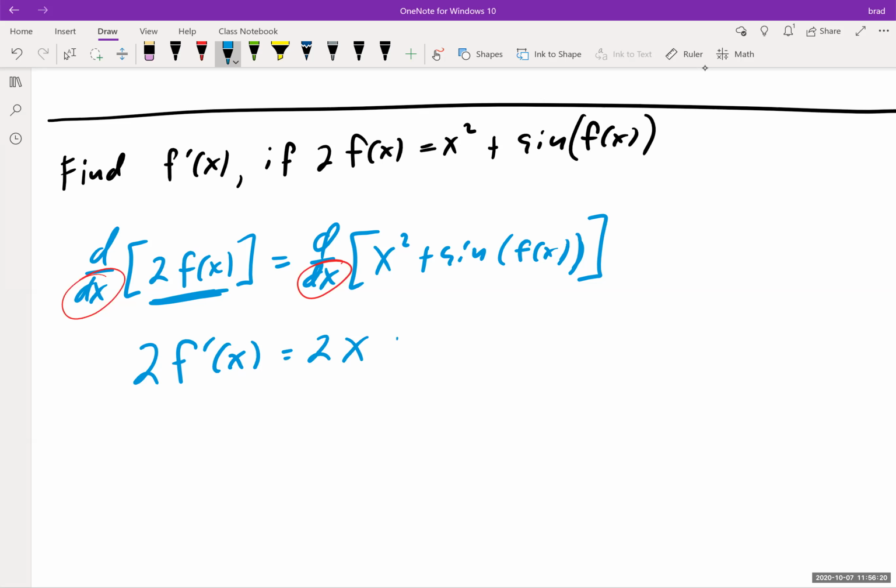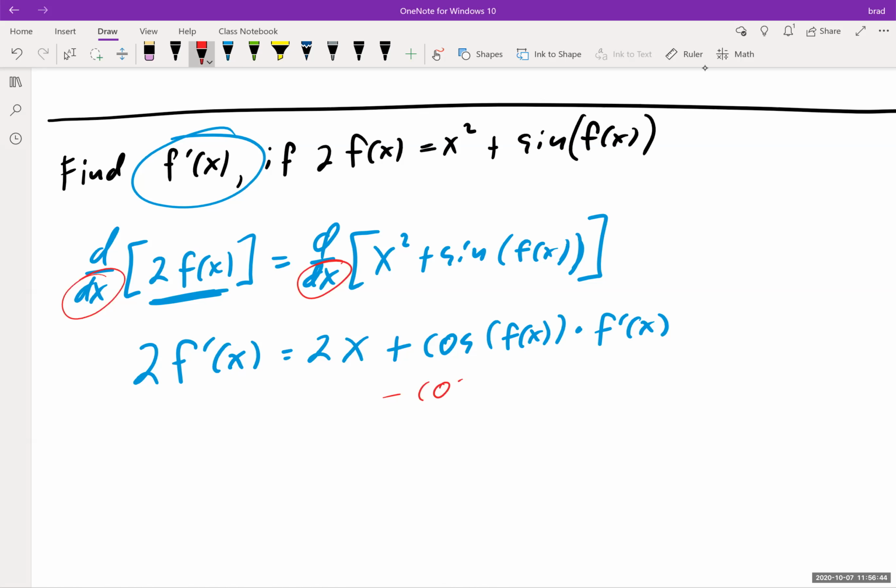So now we're going to have the derivative of sine is cosine of f of x, but I just took the derivative of cosine of something other than plain old x, so I must attach the chain f prime, okay? Now that would be technically correct, but the problem is I asked you to find f prime. So what you do in this case is you get everything with f prime on the same side. So I'm going to subtract cosine f of x times f prime of x, and I'm going to subtract it from this side as well.